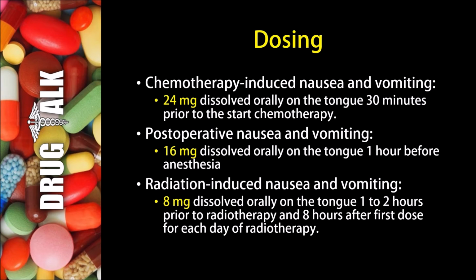Now, what about dosing with Ondansetron? So in chemotherapy-induced nausea and vomiting, we may see 24 milligrams dissolved orally on the tongue 30 minutes prior to the start of chemotherapy. For postoperative nausea and vomiting, we may see 16 milligrams dissolved orally on the tongue 1 hour before anesthesia. For radiation-induced nausea and vomiting, we may see 8 milligrams dissolved orally on the tongue 1 to 2 hours prior to radiotherapy and 8 hours after the first dose for each day of radiotherapy.